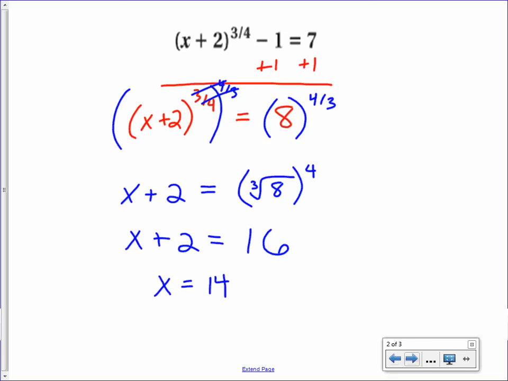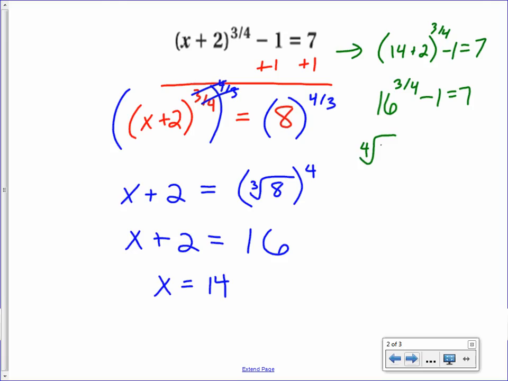Again, we can check our answers. I already used red and blue, so I'll switch to green here. I'm going to check my answer by plugging 14 in for x. Okay? So I will have 14 plus 2 to the 3/4 power minus 1. I'm trying to test if that equals 7. 14 plus 2 is 16. We did what's in the parentheses first, just like PEMDAS says we should. 16 to the 3/4 power means a 4th root. Exponent is a 3.